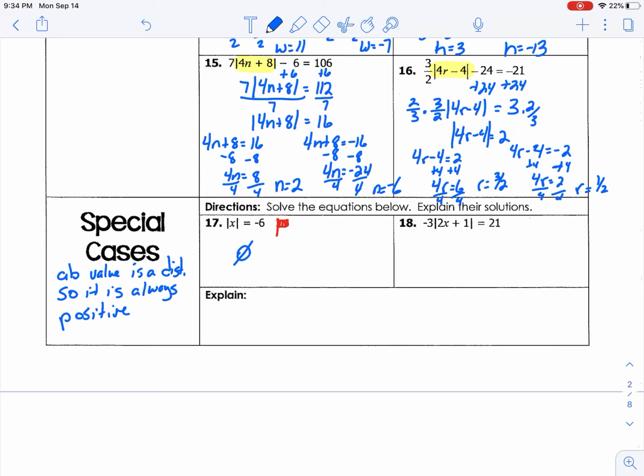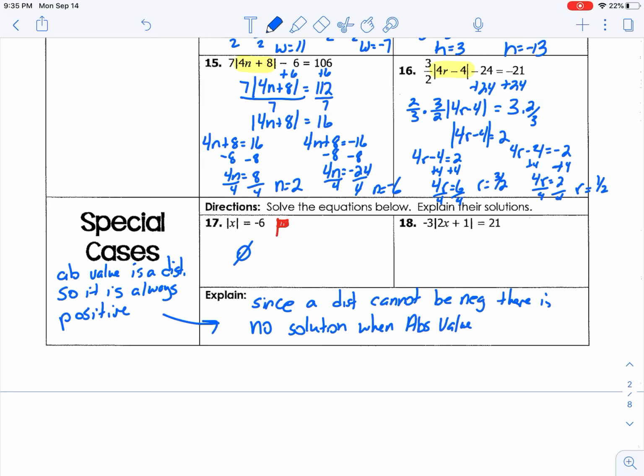This is going to be a no solution problem because there's no way, and actually I guess this explanation should have gone here. Okay, or we'll just write this out. Since a distance cannot be negative, there is no solution when an absolute value expression equals a negative number.